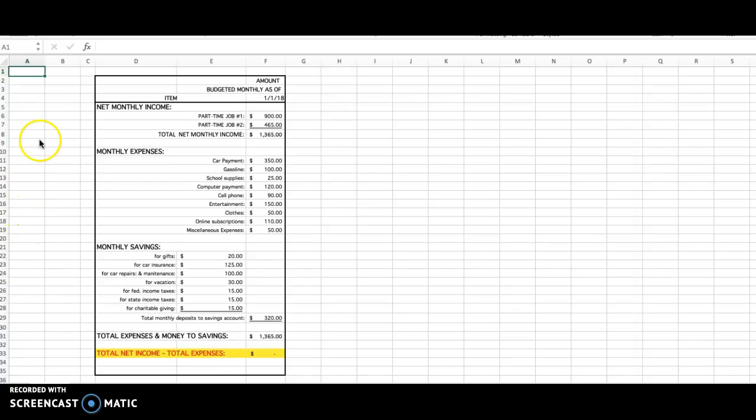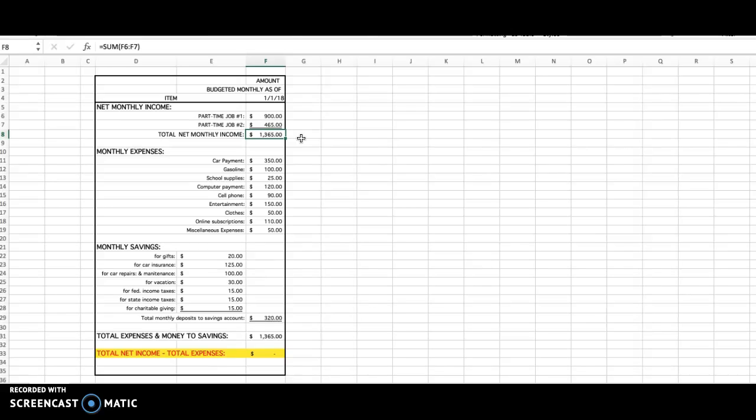Right now, if you look right up here in the corner, I have the cursor on cell A1, and this is called A1 because it's in column A and it's row 1. If I put it down here, now I am in cell B4, column B, row 4. So that's how cells are named. I want to look particularly at this cell. If you look on the budget, total net monthly income is $1,365.